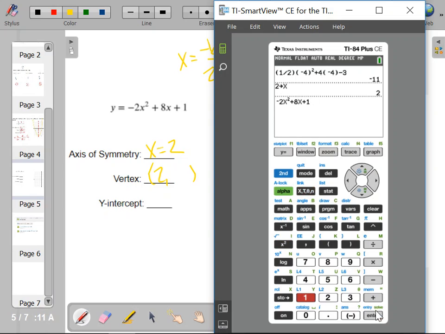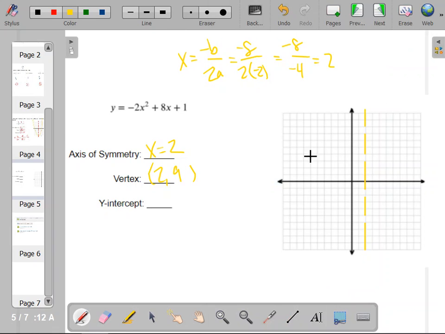You can type it in the old-fashioned way as well. You get 9. So you could do this, -2 squared plus 8 times 2. Just use parentheses and you're fine. But if you want to use the store trick, that's also helpful for people. You get 9 either way. 2 is at 9, so that's right here. And then my last thing is the y-intercept is 0, 1. So 0, 1 is right here.